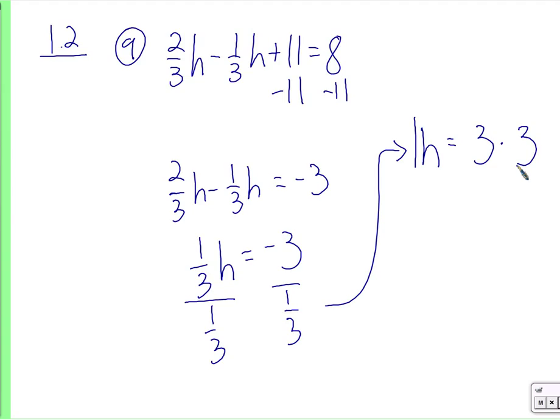Because 1/3 h equals negative 3. Which of these is negative? The first one. Okay, so negative 3 times 3 over 1. Negative 3 divided by 1/3 is the same as negative 3 times 3 over 1. We don't really need the denominator 1, it's not going to change anything. So negative 3 times 3, negative 9. H is negative 9.